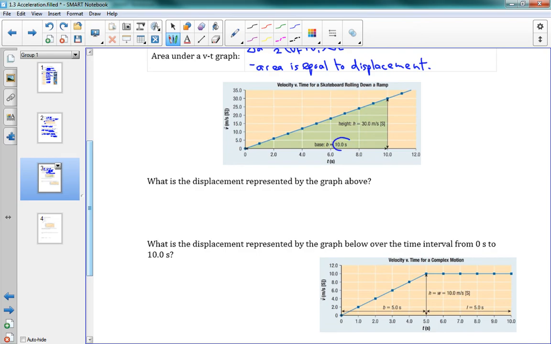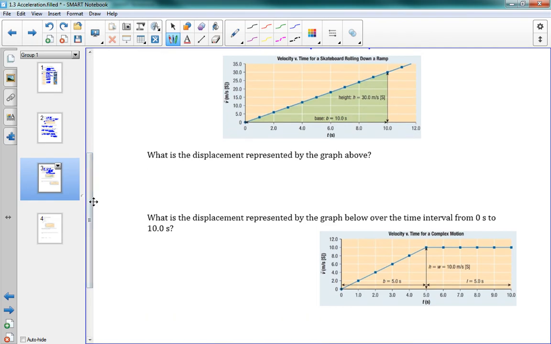We have a base of 10 seconds. We have a height of 30 meters per second. So now we're going to find the displacement. What is the displacement represented by the graph above? Well, displacement is equal to 1/2 Vf plus Vi times delta t, which is equal to, now we can just plug in some values. We've got 30.